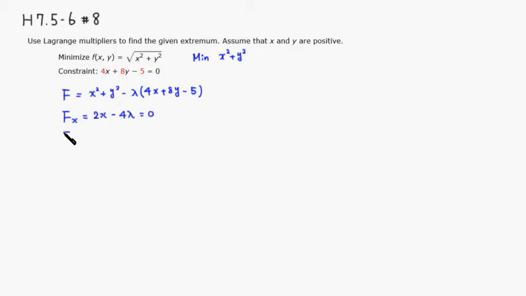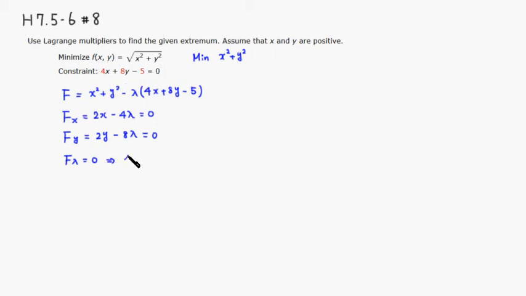And the second one, partial with respect to y. Partial of that is 0, partial of that is 2y. Then this will give you 8 with a negative lambda, so it's negative 8 lambda, equal to 0. And the last one, F lambda. If you set that equal to 0, you probably noticed that it gives you the same thing as this constraint, so I'm going to go ahead and write that constraint.